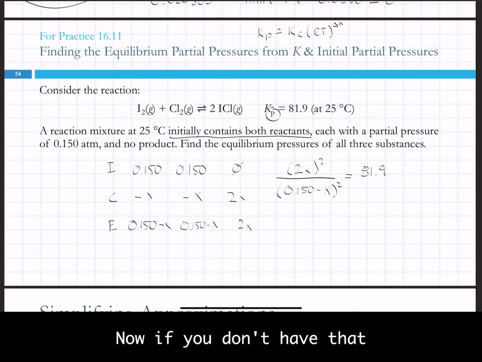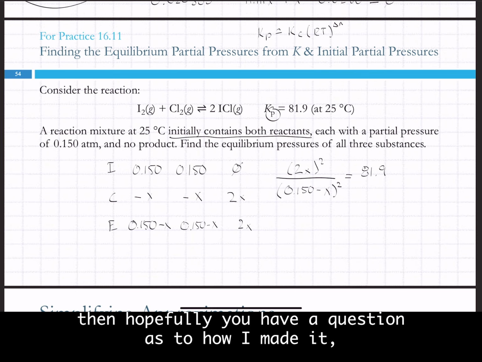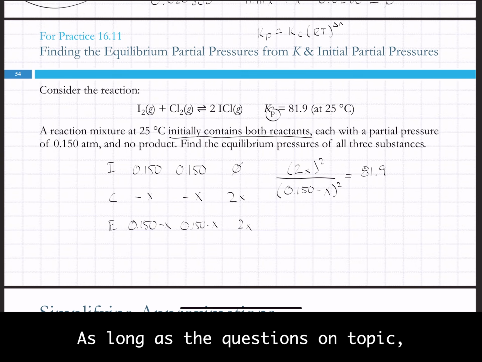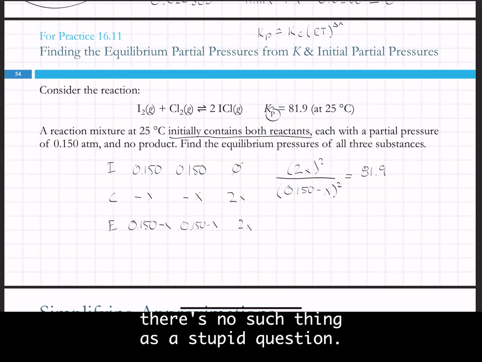Now, if you don't have that, or you have something different, then hopefully you have a question as to how I got it, why I have it that way. As long as the question's on topic, there's no such thing as a stupid question.